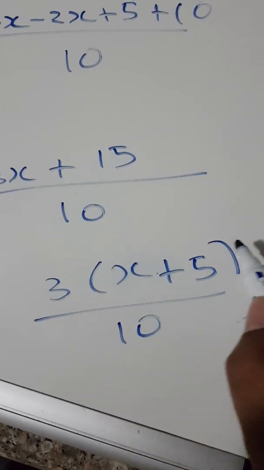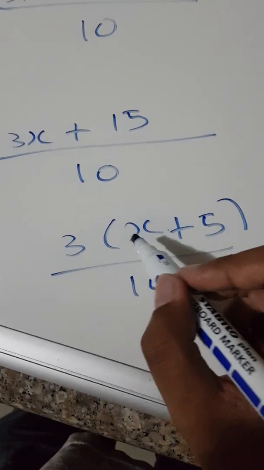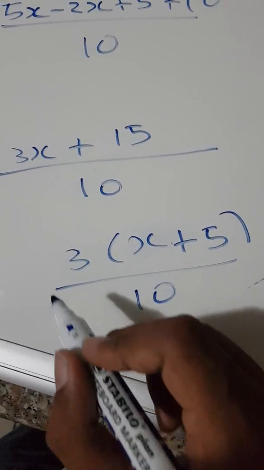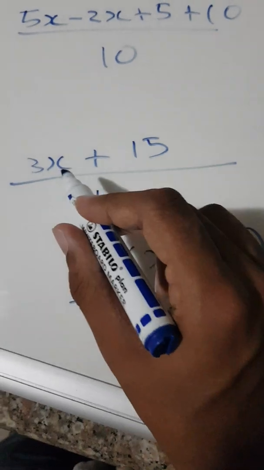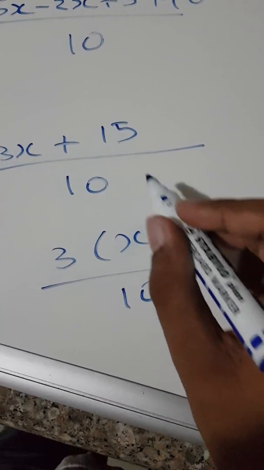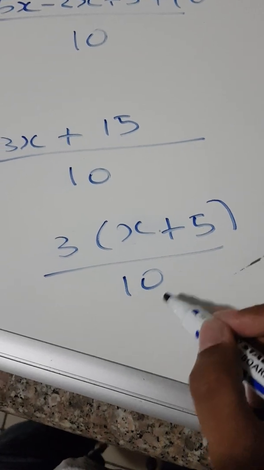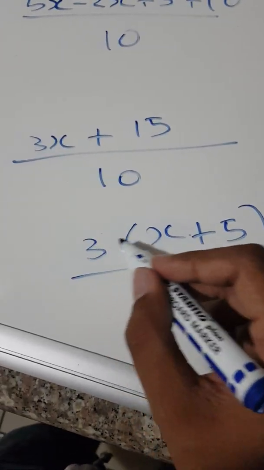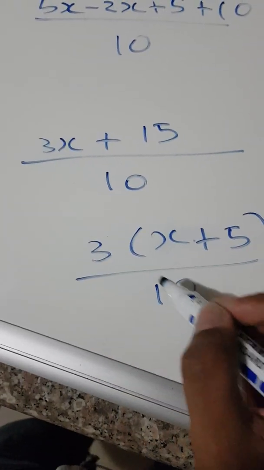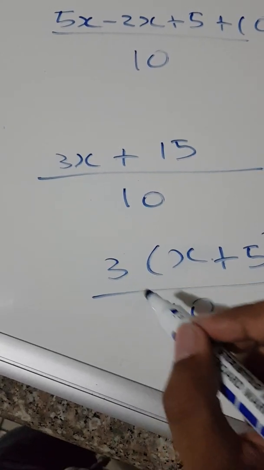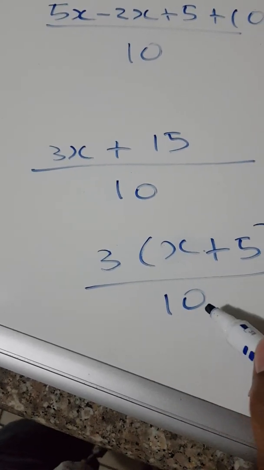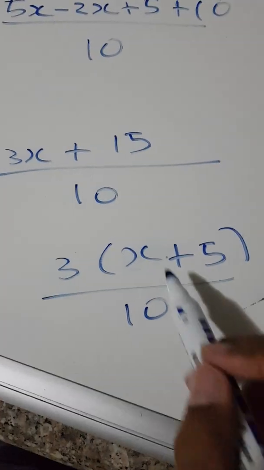Remember, this bracket means multiply, right? So if you multiply 3 by x, you get 3x. If you multiply 3 by 5, you get 15. And this is as far as it can go, because these two cannot divide without dividing this as well. And 3 and 10 can't divide, x and 10 cannot divide equally. So it's as far as this goes.